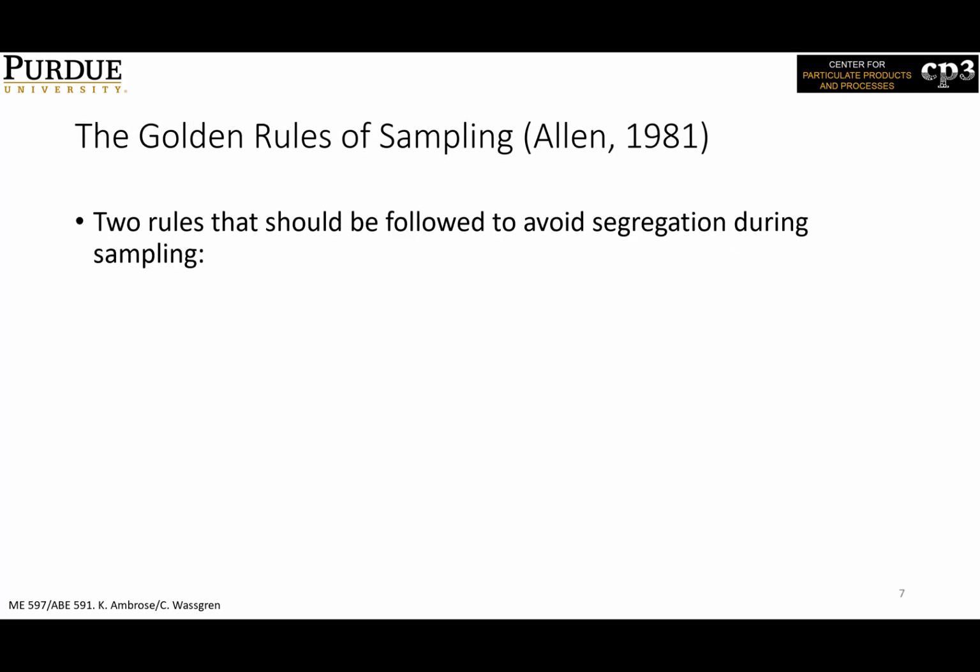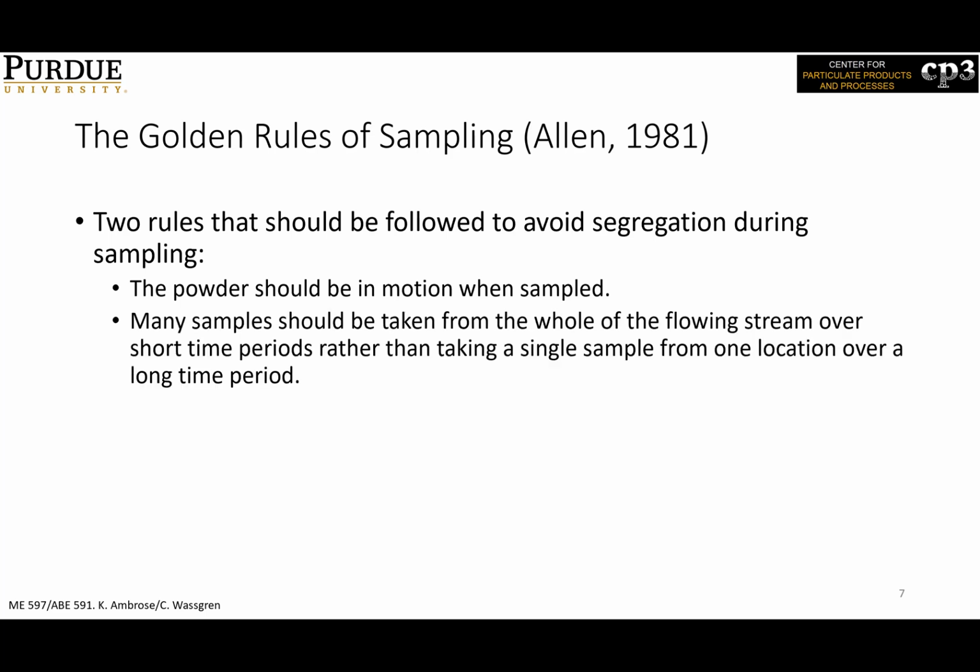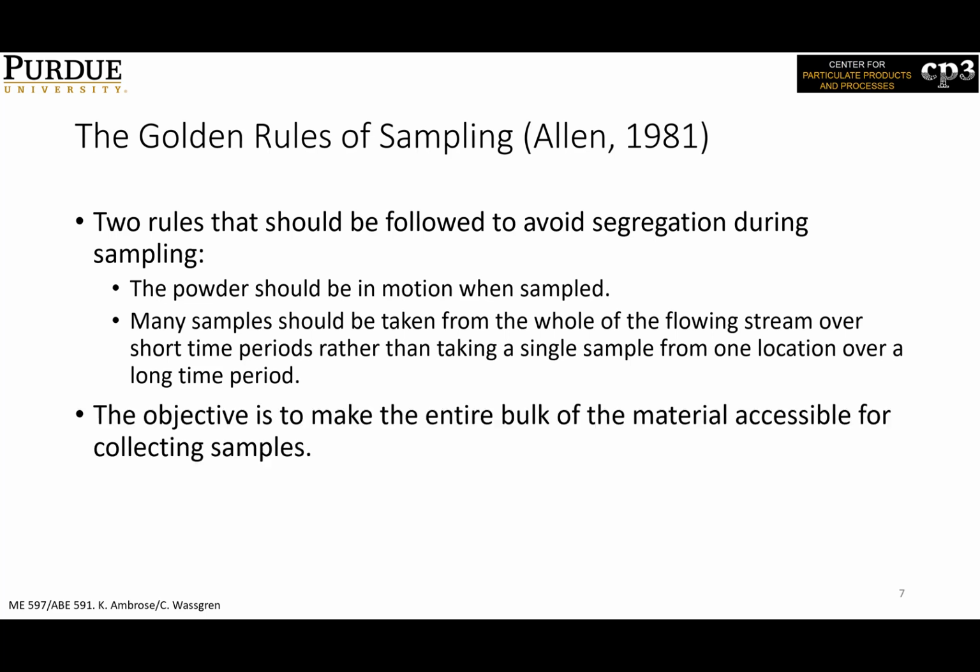So Allen, in his book on particle size measurement, provided two rules to minimize errors due to segregation. The first golden rule of sampling is that the powder should be in motion when sampled. The second is that many samples should be taken from the whole of the flowing stream over shorter time periods, rather than taking a single sample from one location over a longer time period. Following these two rules will ensure that the entire bulk of material is accessible for sampling.